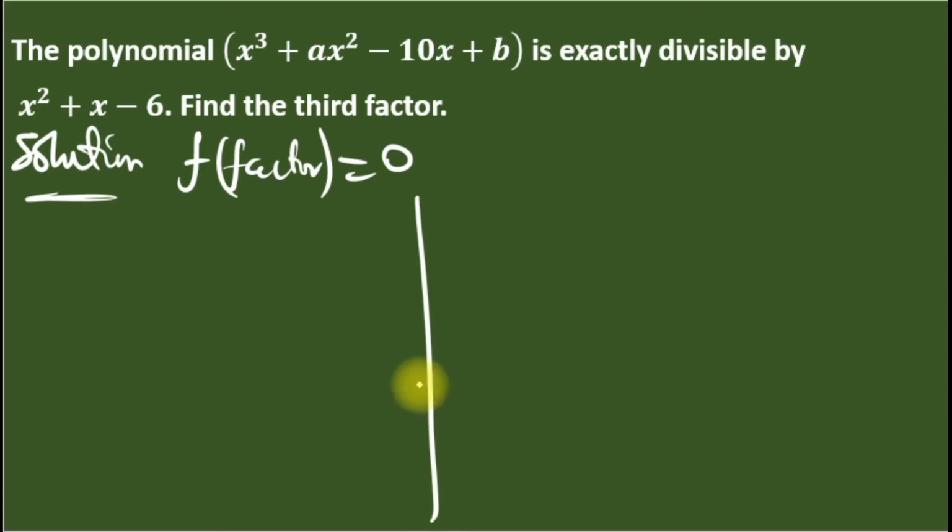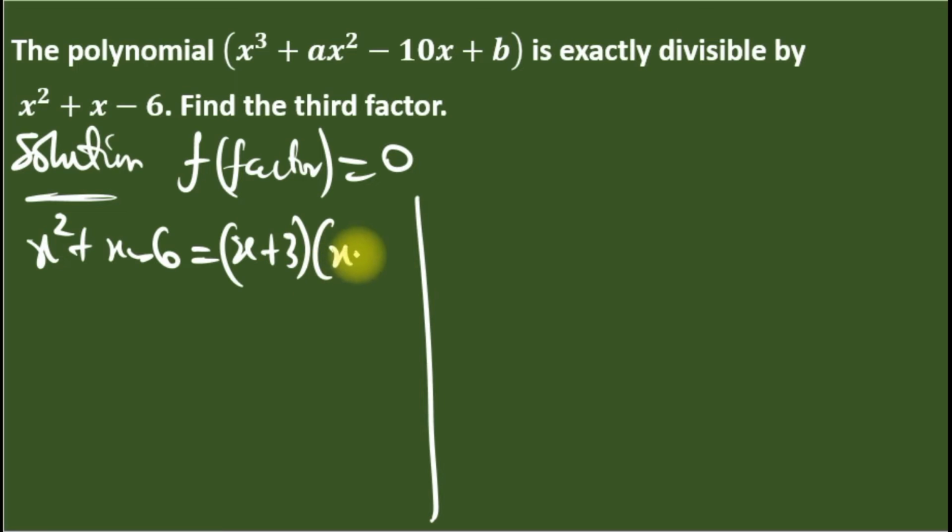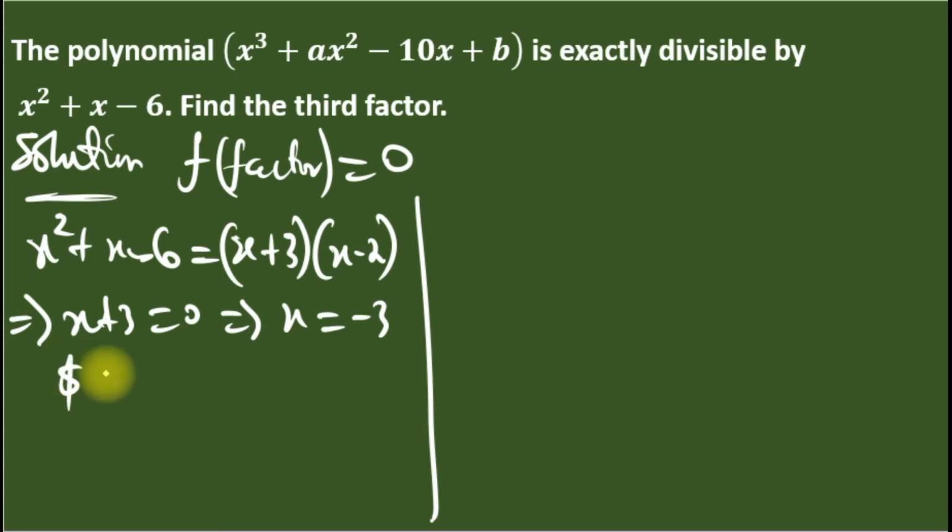So what I will do, I will split this. Let me factor it. We'll write this as x plus 3 and x minus 2. Yes, this could be factored like this, meaning that these two are the factors of this for it to be exactly divisible by this. Which implies that x plus 3 equals 0, so x is minus 3, and x minus 2 equals 0 implies that x is 2. Wherever we substitute minus 3 and 2, it must give us 0 for it to be a factor.